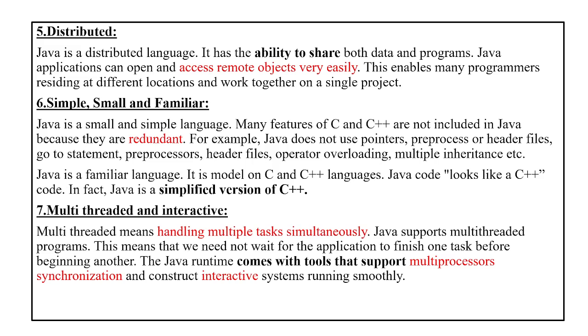And the seventh feature is multi-threaded and interactive. Java runtime comes with tools which support the multi-threaded concept, multi-processor synchronization, and also interactive systems. So in Java, multi-threaded programs can be written. That means we need not wait for an application to finish one task before beginning another. So Java can execute programs though one program is already in execution.